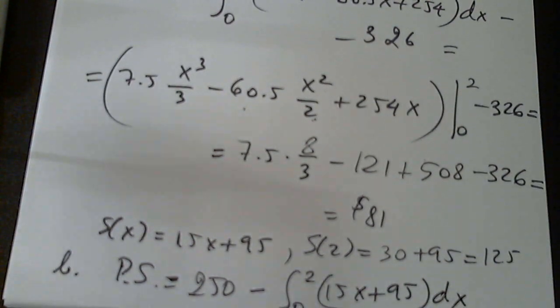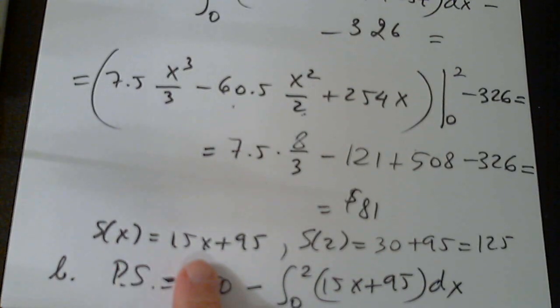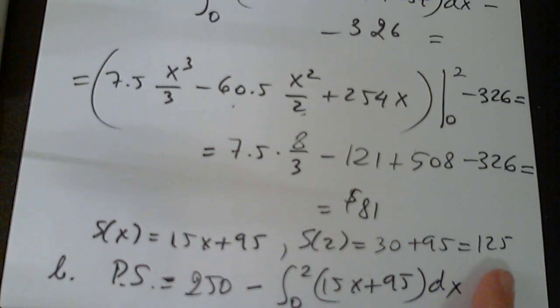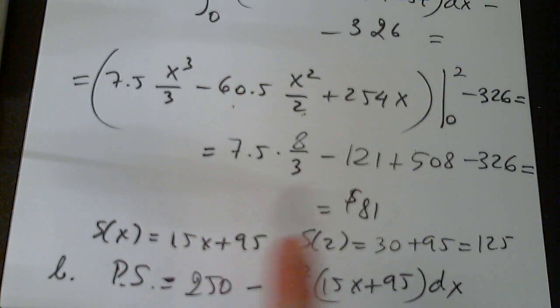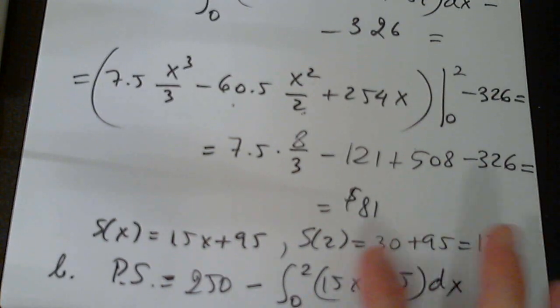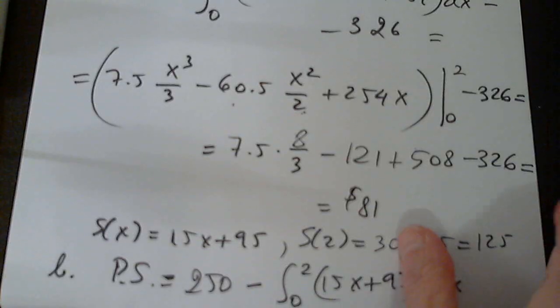So one more time. We needed to determine, in this case, if they sell her 2 jumps, they are getting paid 125. So 15 times 2 plus 95. Now, at 2 jumps times 125, that is 250. So then 250 minus the integral from 0 to 2 of 15x plus 95 dx.